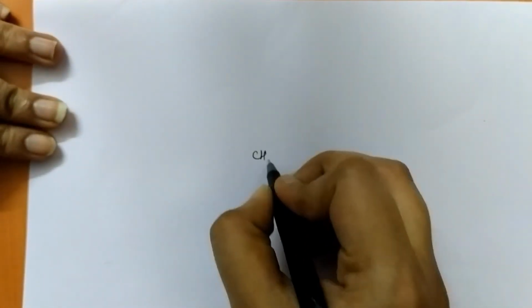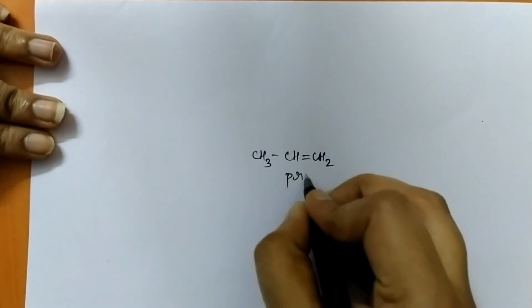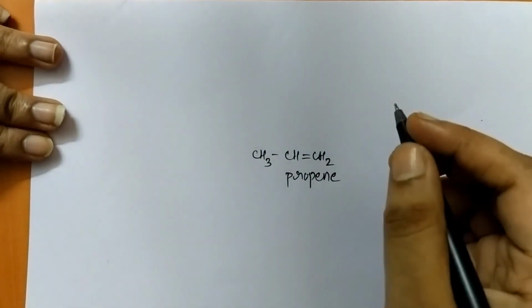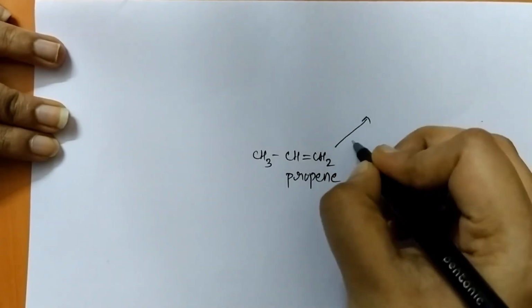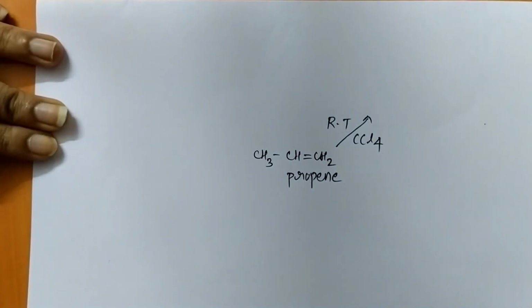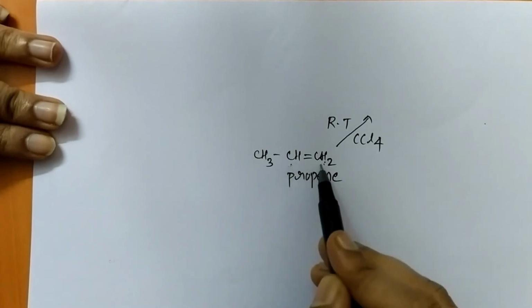So now next is regarding the reactions of alkenes. So let us consider propene, that is CH3CH=CH2. So this is called propene. Now this particular compound can react with CCl4, that is the carbon tetrachloride, at room temperature. So when this compound reacts with CCl4 at room temperature, then we are going to get a vicinal dihalide. So what is going to happen is that here 2 Cl atoms are going to get added to each carbon atom.